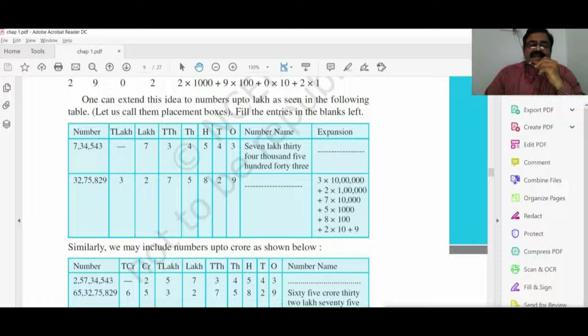So start from the right side. Ones is 9, tens is 2, hundreds is 8, thousands is 5, ten thousands 7, lakhs 2, ten lakhs 3. So while writing, one comma will be used for the different periods. So you can see that 32,75,829. Very easily you can read and write by using this comma.